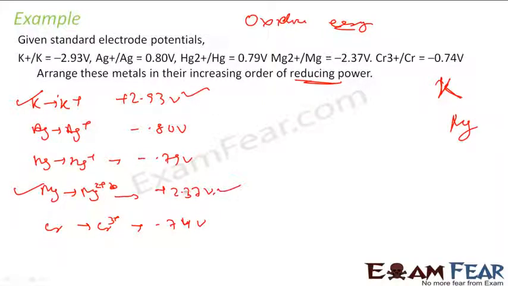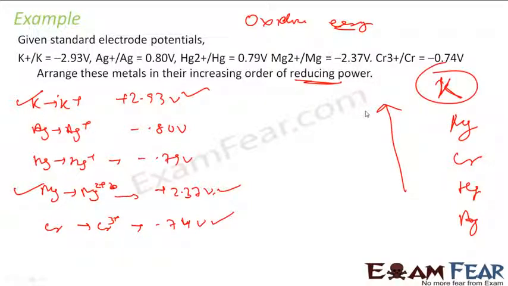And then the next least value, I have this one, chromium. Positive value at least, chromium 0.7. And then out of these, which is least? The least is minus 0.80, and this is the next one. So this I'll write here, and this I'll write here. So this one is the highest reducing power. Correct.